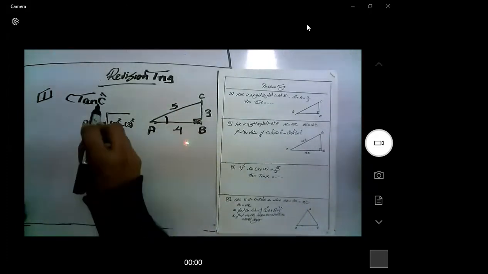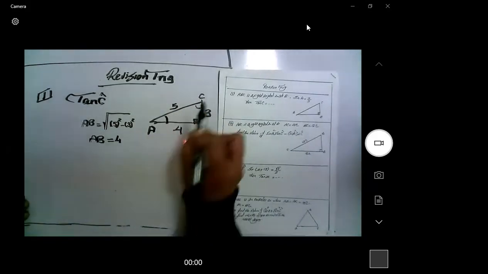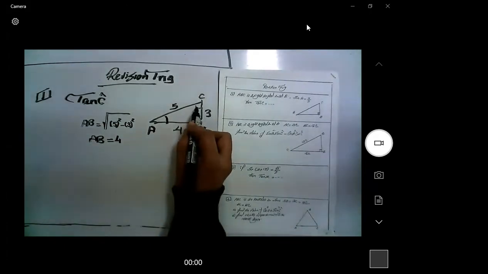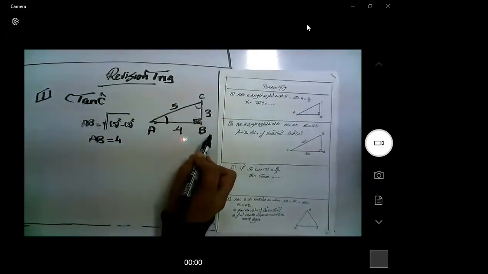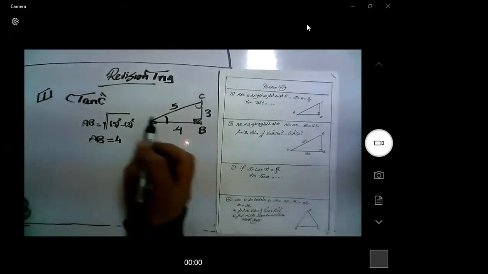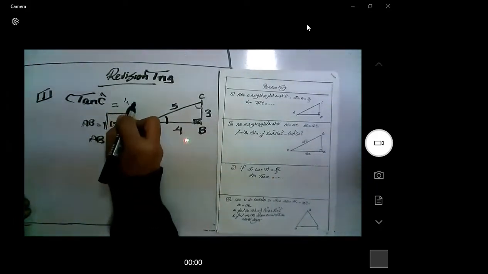Now, we want to get tan angle C. Tan angle C equals opposite over adjacent. The opposite of angle C is AB, 4, and the adjacent of angle C is 3. Then tan angle C equals 4/3.